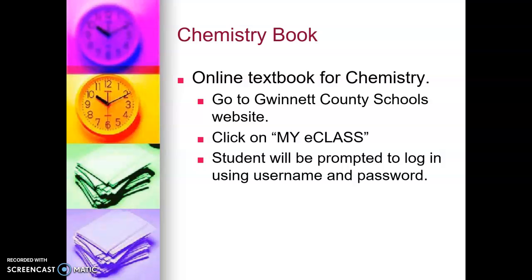So our book is online for chemistry. To get to it, you go to Gwinnett County Public Schools website. You click on My eClass. Once you do that, you'll be prompted to log in using your username and password. So it will be there for you.